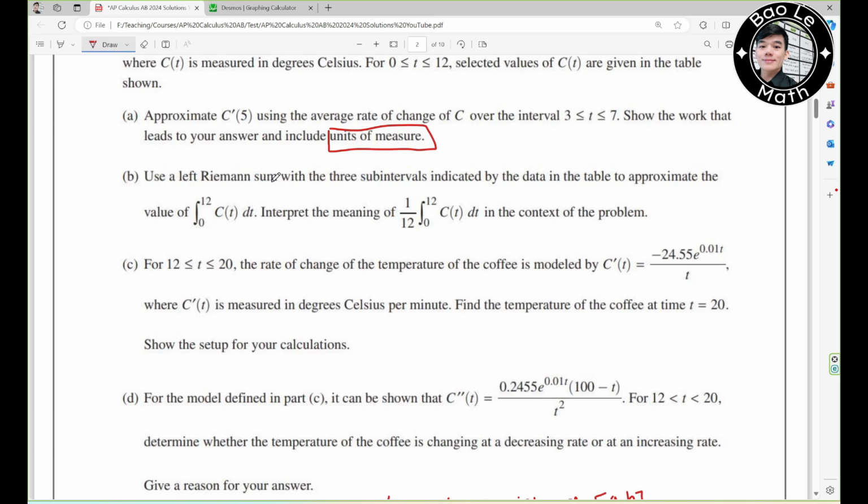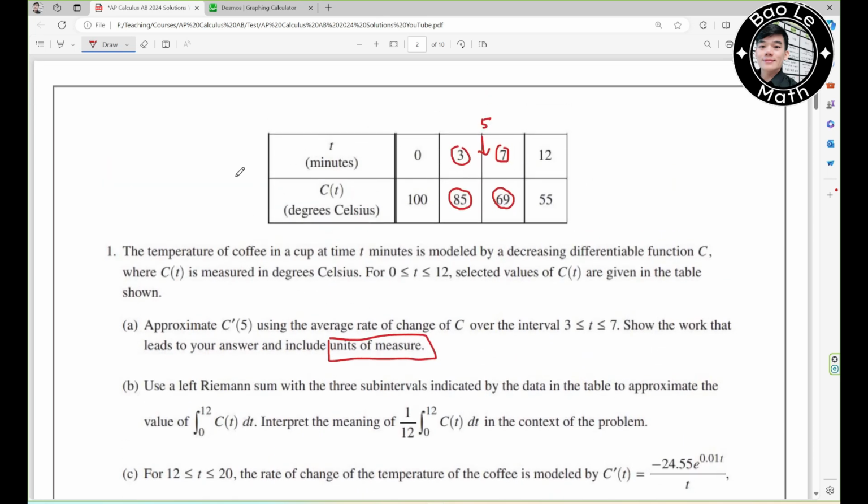B. Use a left Riemann sum with 3 subintervals indicated by the data in the table to approximate the value of the integral from 0 to 12 of C of t dt. Alright, so we look at this one, 3 intervals and left Riemann sums. Find the delta t right here. Delta t equals 3 for this one, 4, and this one, 5. Now the left Riemann sum, which is C of 0 equals 100 right here, 85 and 69.